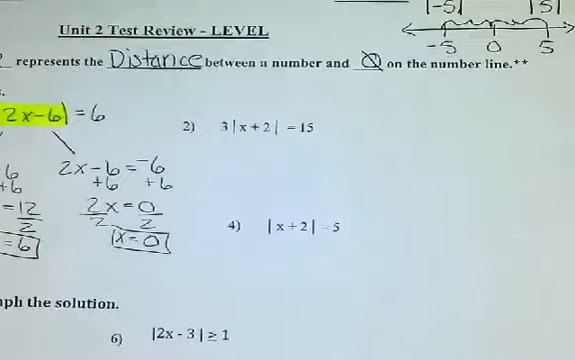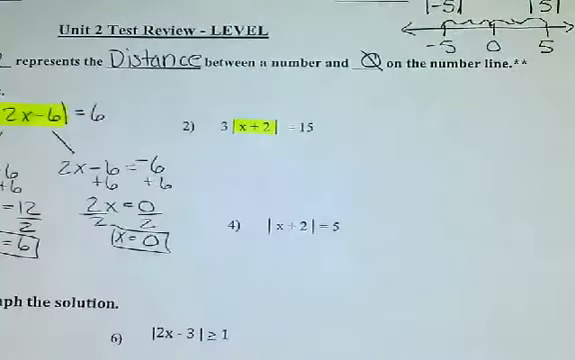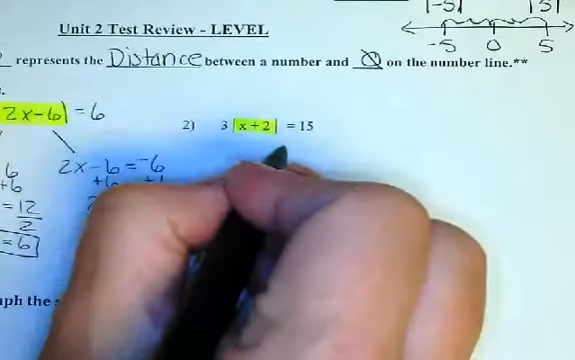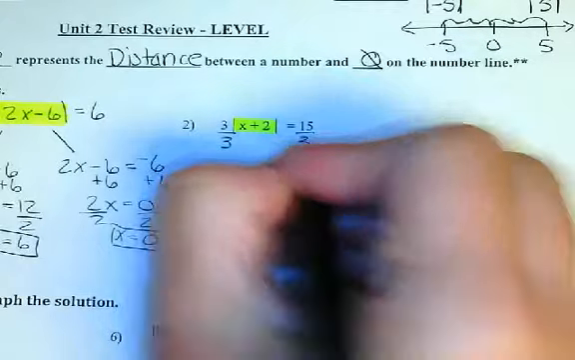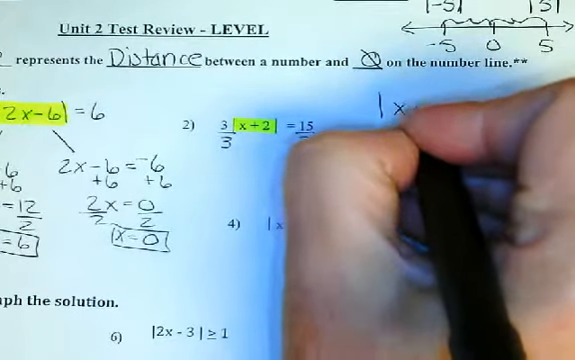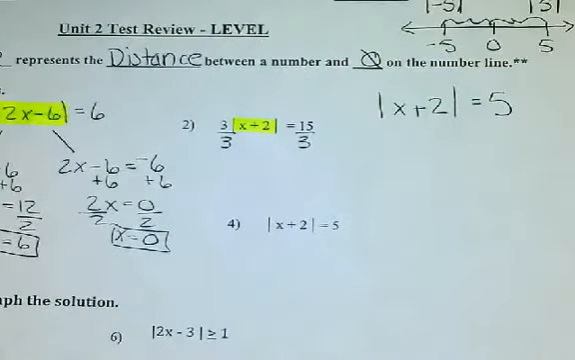Okay, on number 3, it's the same idea. I have to isolate my bars, so I'm going to highlight them so I know what to get rid of. And again, don't touch that. You do not change the x plus 2. It does not change. Alright, so this means 3 times that. So I'm going to divide it, and that gives me the absolute value of x plus 2 equals 5.